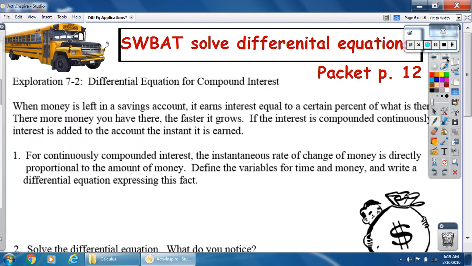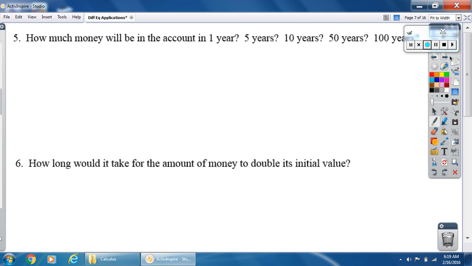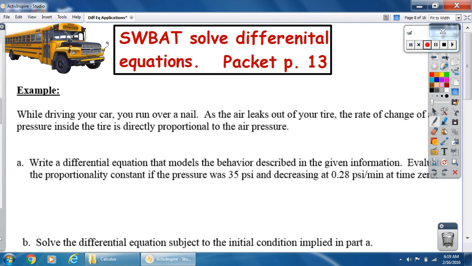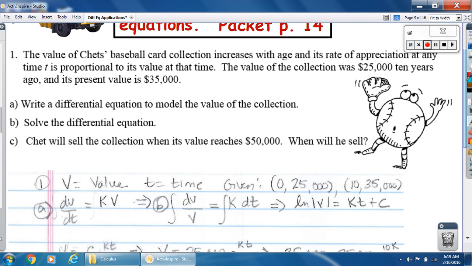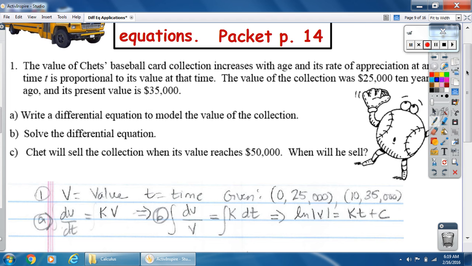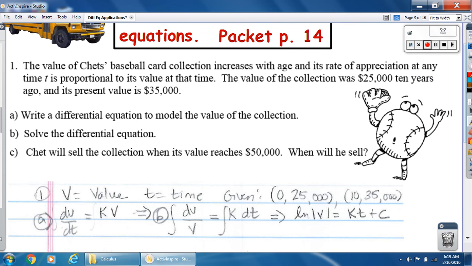All right, let's go on to the application problems that I had asked you to do. I asked you to do problems number 1 and number 2. So in this problem, you have Chet and his baseball card collection. They give you an initial condition, and they tell you that the value was $25,000 10 years ago, and its present value is $35,000. Write a differential equation to model the value of the collection and solve the differential equation.